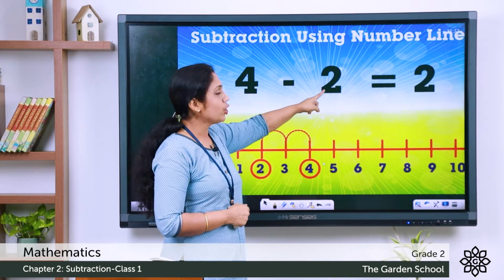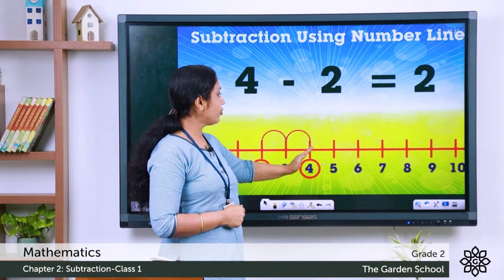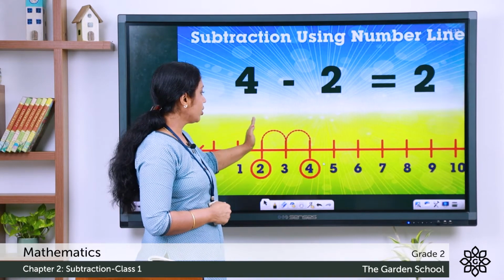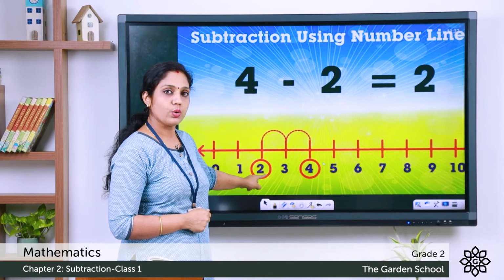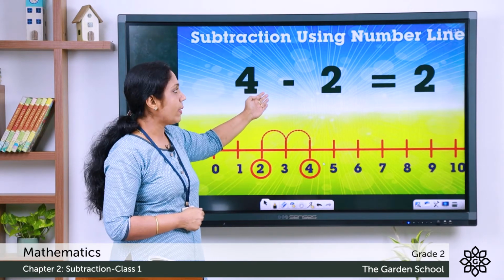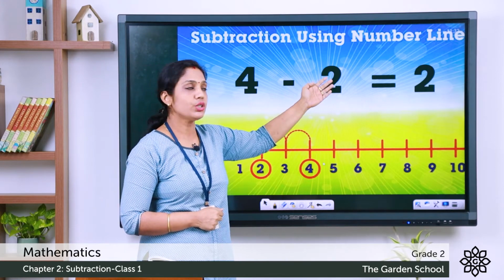How many times? 2 times. So let's count from 4. 1, 2, and where did we reach? We reached 2. So what is the answer? 4 minus 2 is equal to 2.